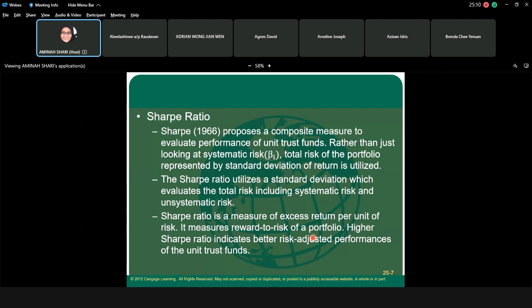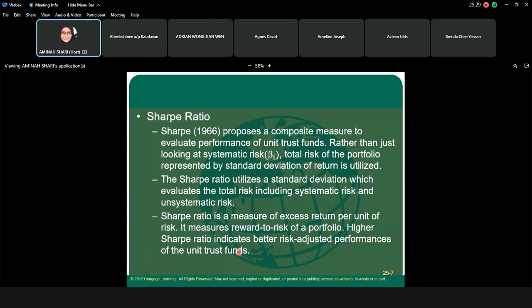Okay, kita akan refer pada this one lah. Okay, kalau dia provide highest Sharpe ratio as compared to Treynor and Jensen, so it's considered, the Sharpe ratio is considered a good risk adjusted performance as compared to other performance measure.